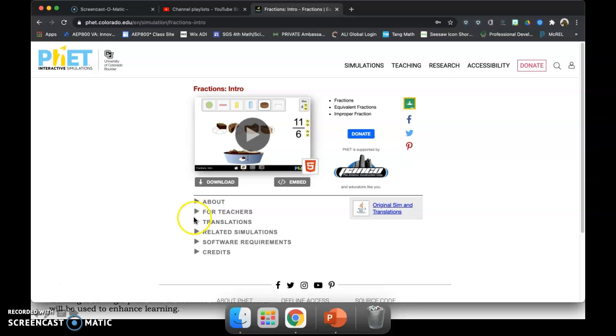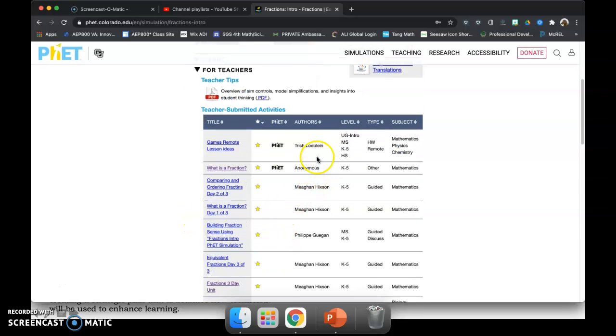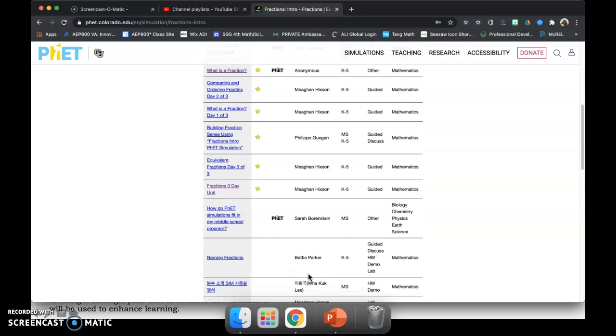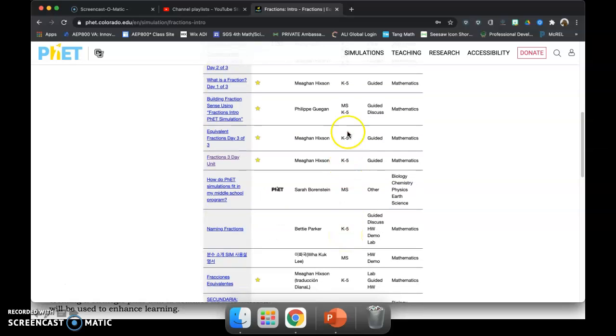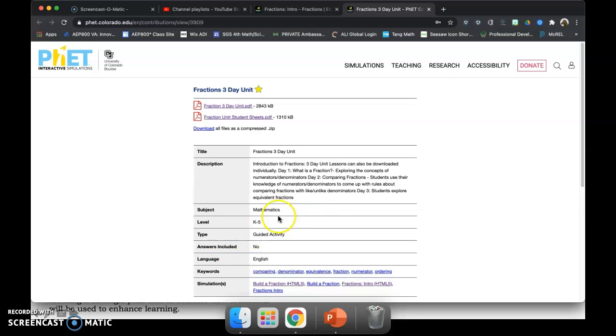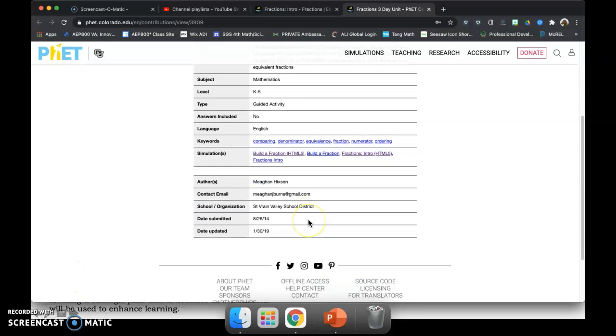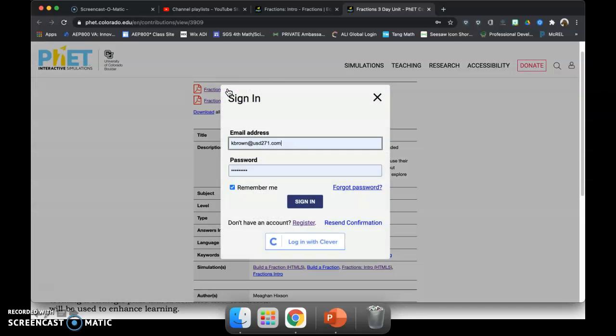On the For Teachers tab, there are wonderful lessons that different teachers or people with the University of Colorado have created. They have the grade level specified. And I actually downloaded this 3-day fractions unit that shows different pieces of how to use this.